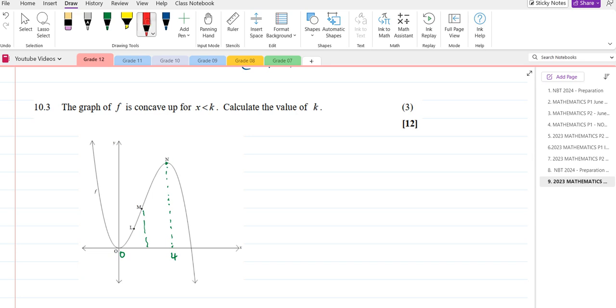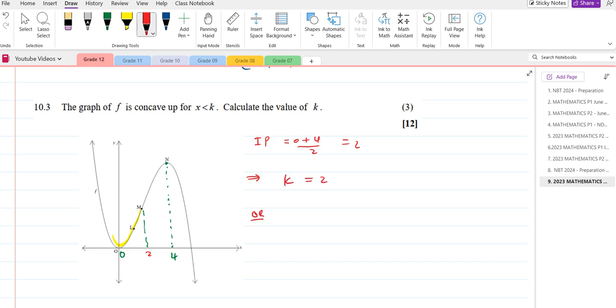So we're going to say the inflection point is 0 plus 4 divided by 2. So that's at 2. Inflection point is at 2. And it's concave up when? Less than 2. So this implies x is less than 2. So if you wanted to find the value of k, k is equal to 2.